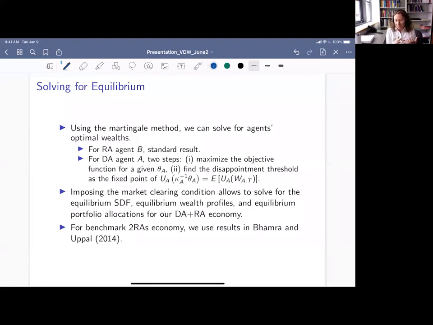In terms of our setting, we will use the standard methods, the martingale approach. It's just that for the DA agent, it will involve a two-step procedure, because the disappointment threshold is endogenous, so we will have a fixed point problem at some point. But these are just technicalities. Everything is in the paper.